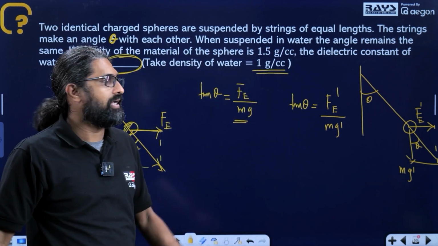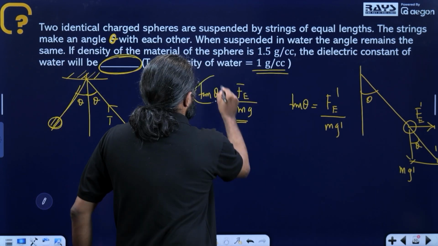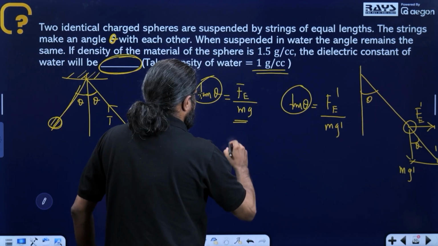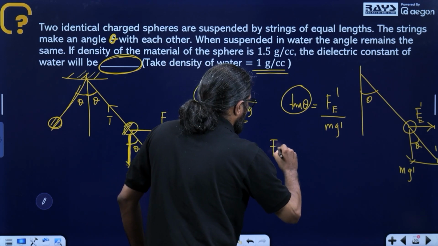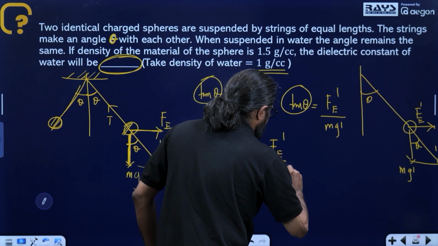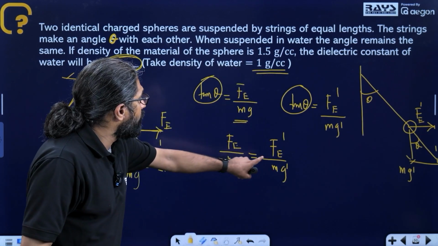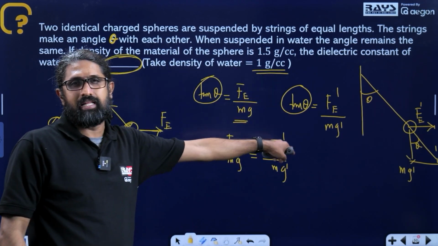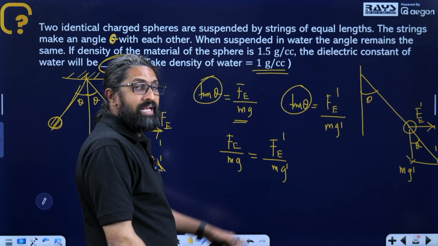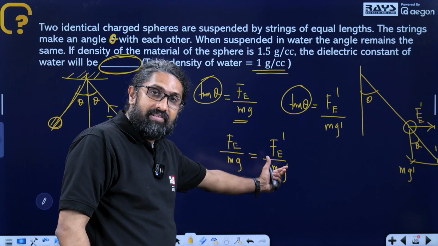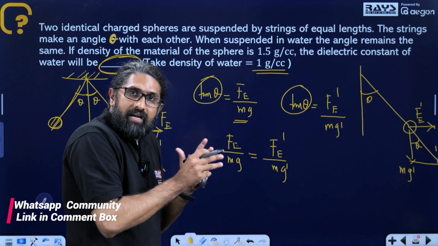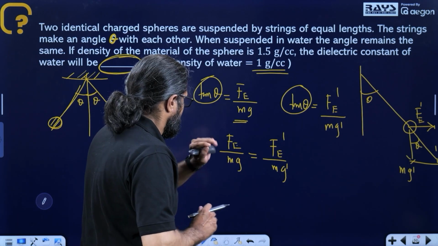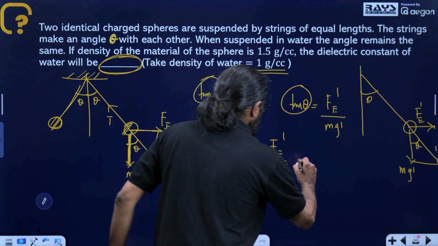All right, now listen, angle same എന്ന് question പറയുന്നുണ്ട്, so I can say that Fe divided by mg is equal to Fe dash divided by mg dash. Now listen, എന്തുകൊണ്ടാണ് Fe dash, mg dash ഉപയോഗിച്ചത്? പുതിയ മീഡിയത്തിലായതുകൊണ്ട് ഇലക്ട്രോസ്റ്റാറ്റിക് ഫോഴ്സ് മാറിയിട്ടുണ്ടാവും. ആൻഡ് ഈ പറഞ്ഞ ഗ്രാവിറ്റേഷണൽ ഫോഴ്സിന്റെ കൂടെ ബോയൻസി ഫോഴ്സിന്റെ ഇഫക്റ്റ് ഉള്ളത് കൊണ്ട് ഒരു നെറ്റ് വെയിറ്റ് ആണ് അവിടെ ഉണ്ടാവുക. ആ ഒരു കാര്യം മനസ്സിലാക്കാം.